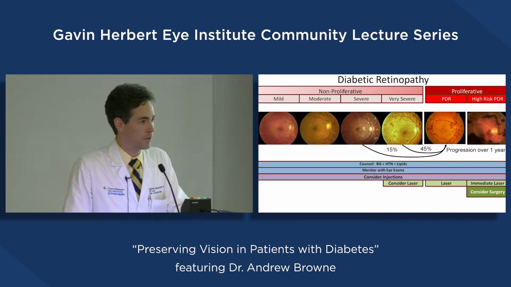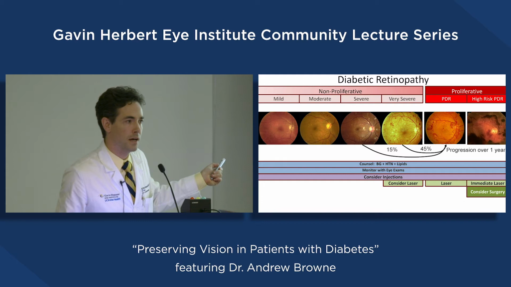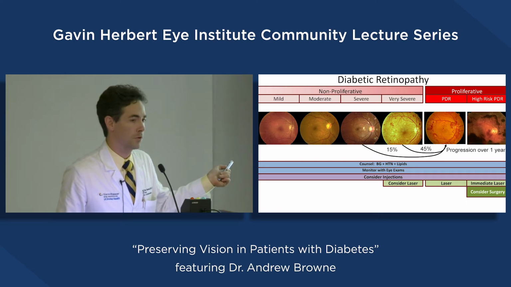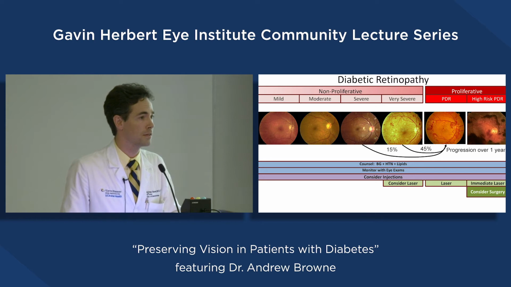People with any form of diabetic retinopathy should have regular eye exams. The lower the stage of the disease in the eyes, the less frequently you're examined. The higher the stage of the disease, the more frequently you're followed. So a person with severe or very severe will be seen every 3 months at least, and a person with mild will be seen every 9 months. People with proliferative disease are probably seen monthly until the disease is controlled.